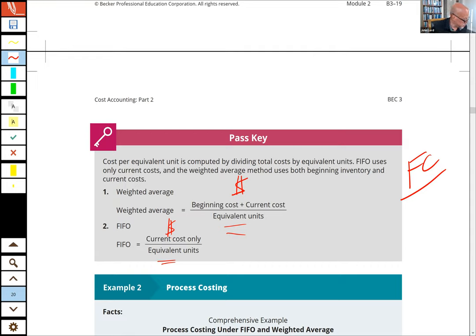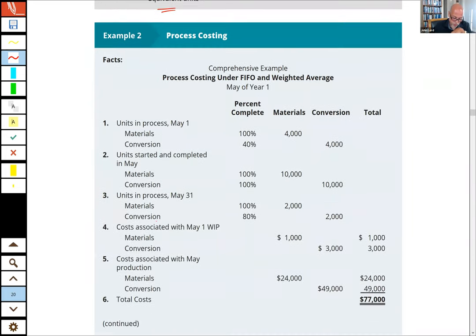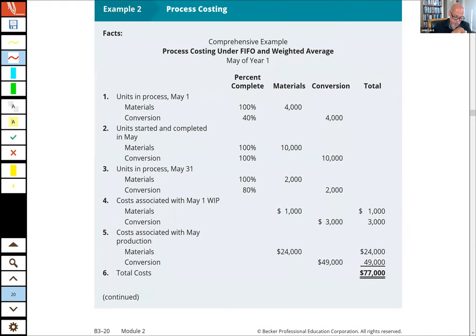Okay, good. Now, let's just go ahead and they give us here pretty decent little example, okay? And notice, guys, they give us information for the materials. They give us information for the conversion because we're trying to figure out how much costs need to be taken out of work in process. When things go out of work in process, where do they go? Finished goods. You're right. So the whole reason we're doing this stupid thing is to figure out how much have we completed so we know what to transfer out of work in process of finished goods.